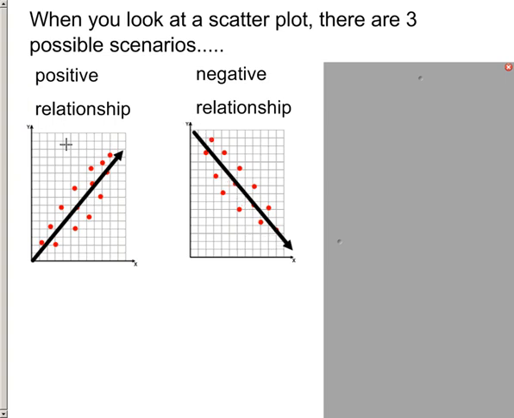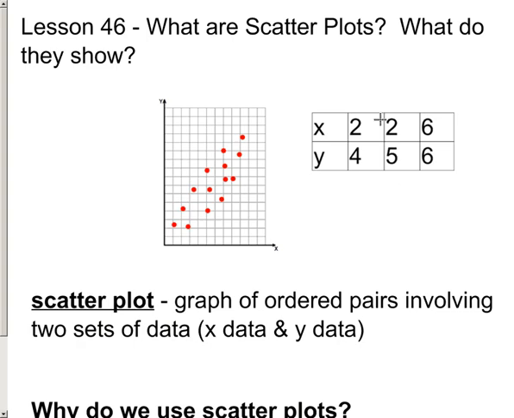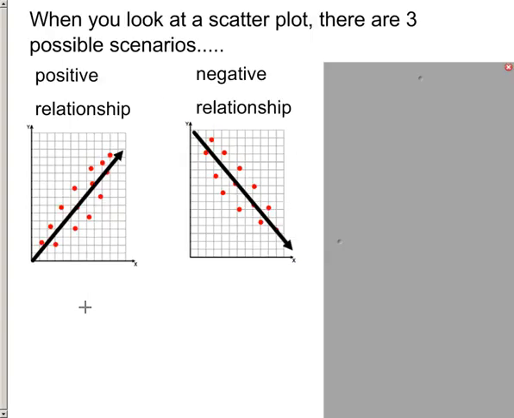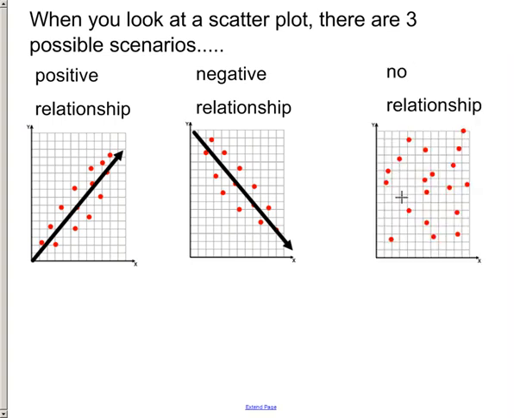So these are two scenarios that you would see, okay? Hey, I want to know if this table data right here has a relationship. Well, you put it on a scatter plot, and if it's going up, you'd say it's a positive relationship. If it's going downward to the right, we'd say it's a negative relationship. And then here's the third scenario. Basically, the dots are all over the place and you can't see it, so there would be no relationship.